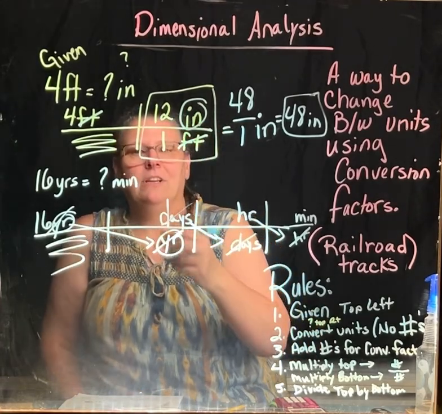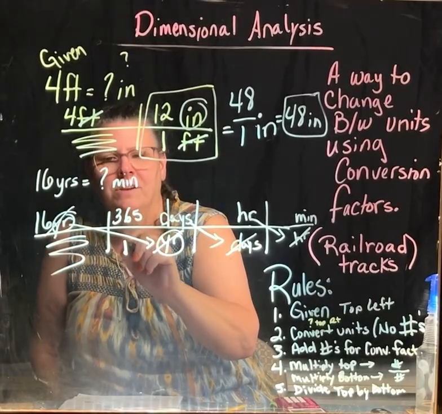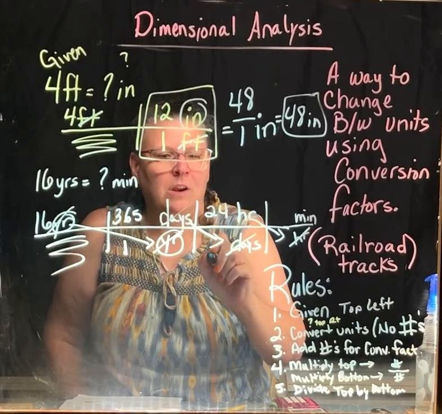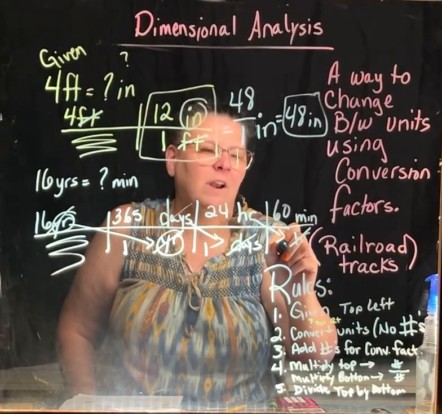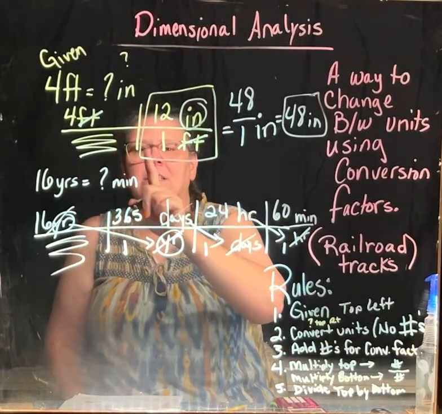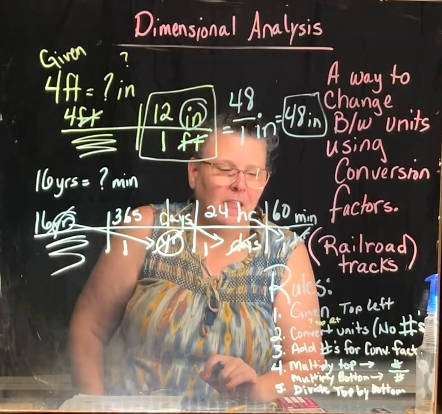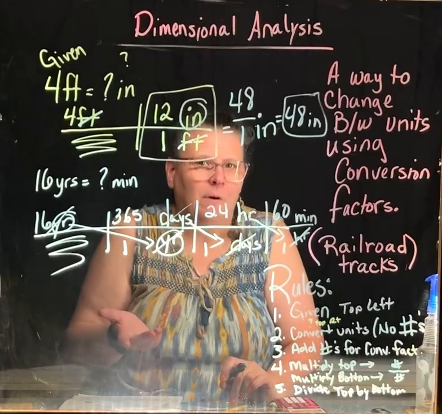Well, how many days are in a year? Well, there's 365 days in a year, so in 1 year, there's 24 hours in 1 day, and there's 60 minutes in 1 hour. Now, I would multiply the top, 16 times 365 times 24 times 60. Then I would multiply the bottom. Well, that's 1 times 1 times 1. That's going to give me a 1.